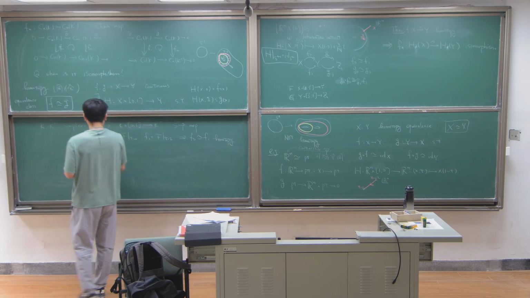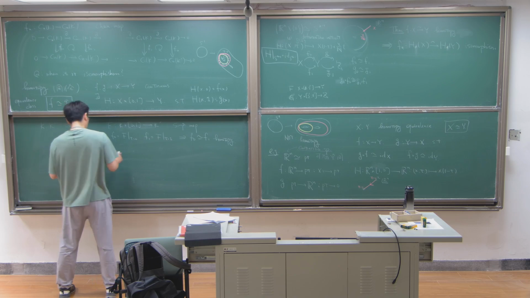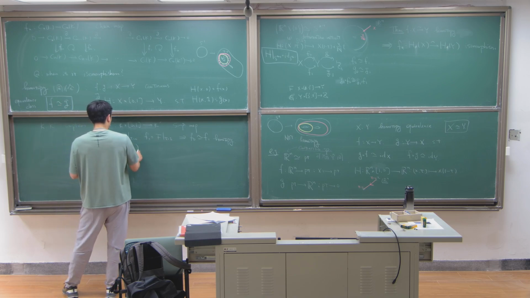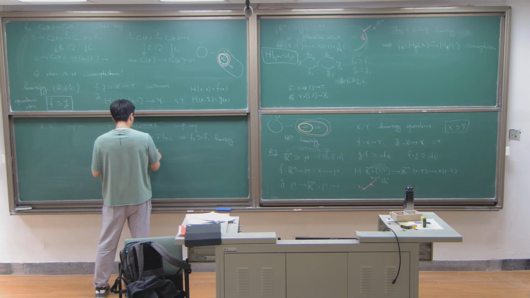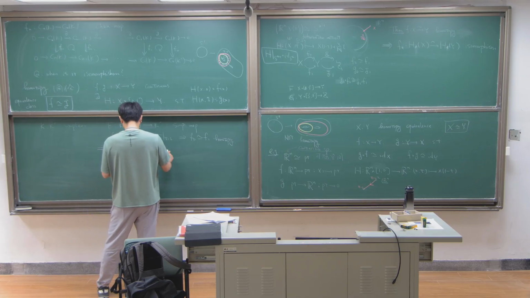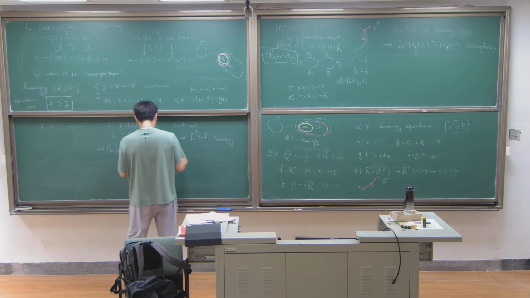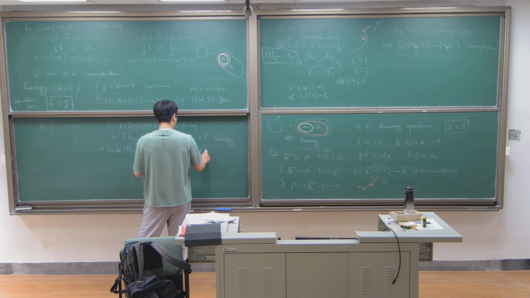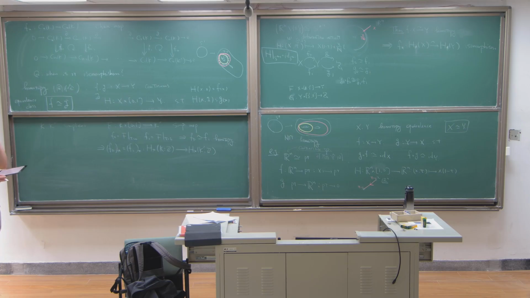So then f0 star and f1 star, the induced maps, are identical. So this is the theorem I want to show.